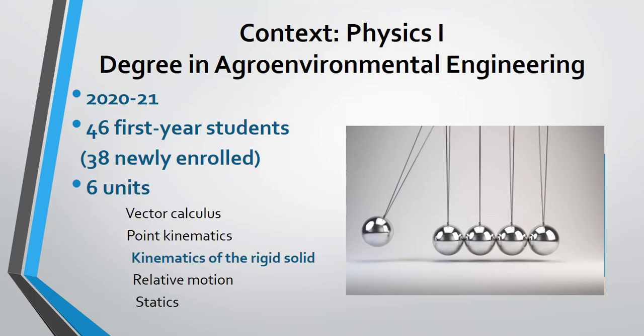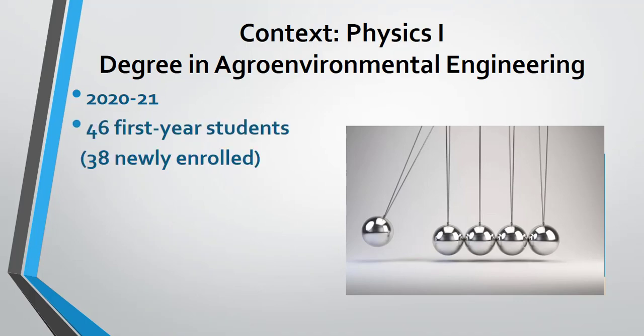We applied the flipped classroom last year in the Physics 1 module of the degree in Agro-Environmental Engineering, where we had 46 first-year students. Physics 1 consists of 6 units, and we applied the flipped classroom to study the kinematics of the rigid solid.